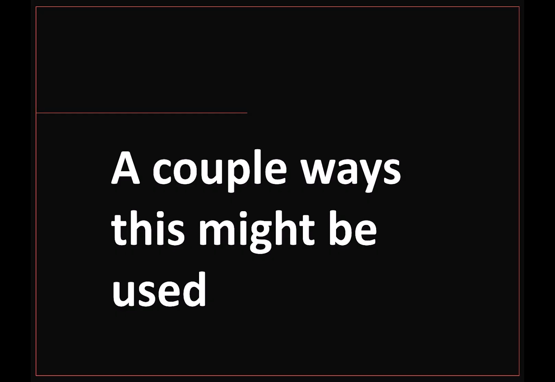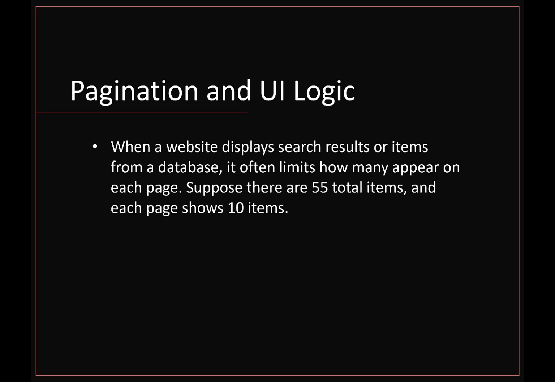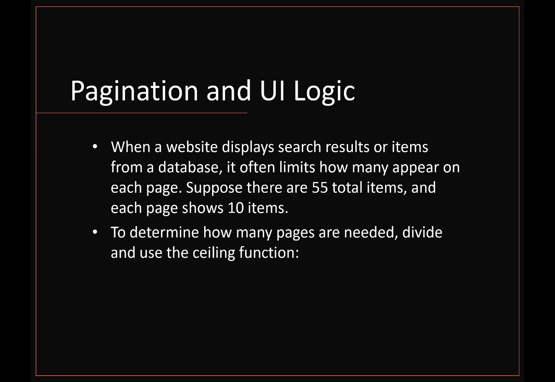So let's talk about a couple of ways this might be used. We might use this for pagination and UI logic. When a website displays search results or items from a database, it often limits how many appear on each page. So let's say we had a total of 55 items in our search result. Each page is only going to show 10 items. To determine how many pages we need, we divide and then use the ceiling function.